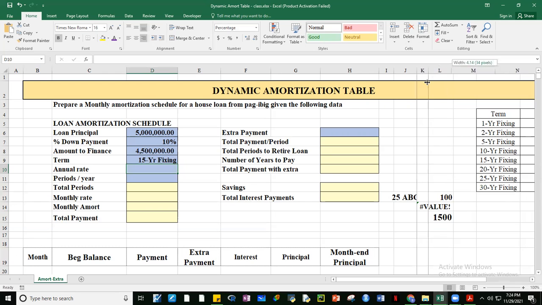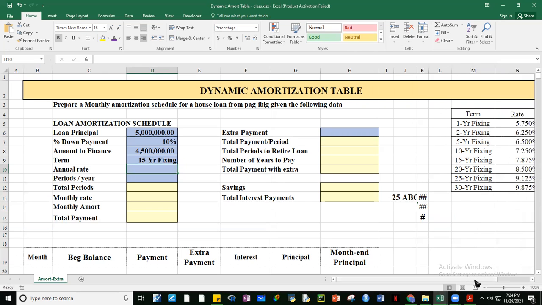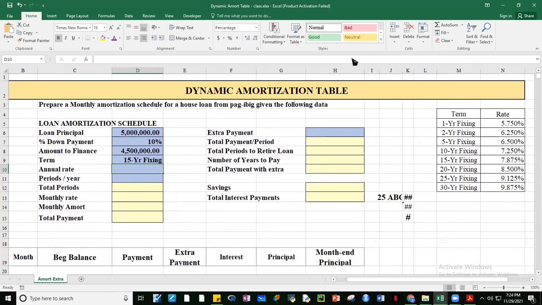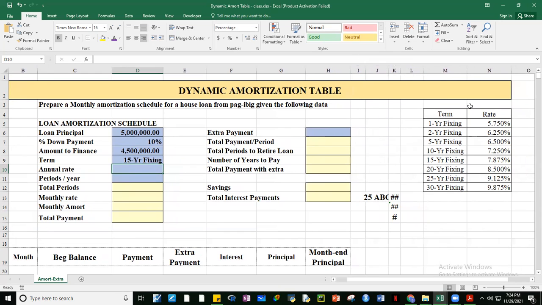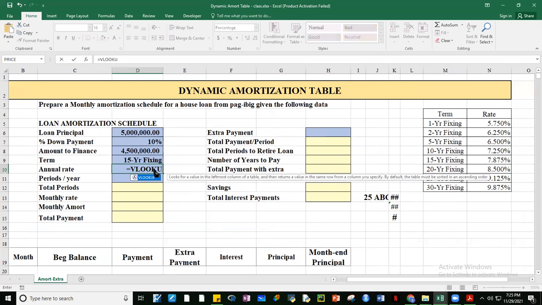How do we get the value of the term? Depende dito, no? So we can use the VLOOKUP function. Most probably, many of you have already used the VLOOKUP function. Ginagamit natin yan, guys, pag vertical yung arrangement ng data natin. Lookup value, pinapahanap natin si 15-year fixing.